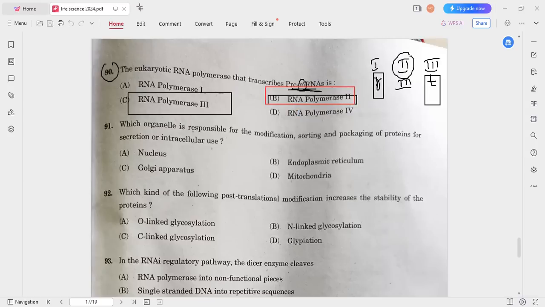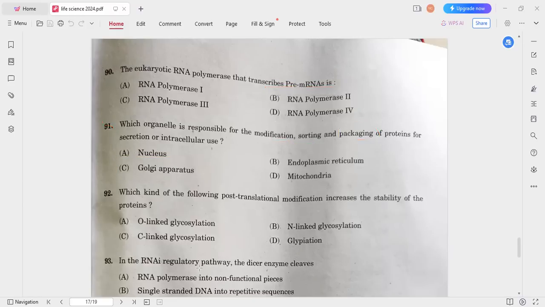Okay. So the next question, that is question number 91. Which organelle is responsible for the modification, sorting, and packaging of proteins for secretion or intracellular use? When it comes to packaging, the one and only organelle involved is the Golgi apparatus. So option C is the correct answer for question number 91. Now move on to the next question.